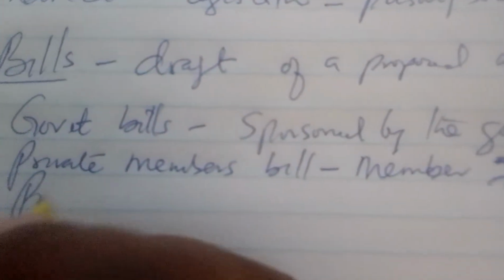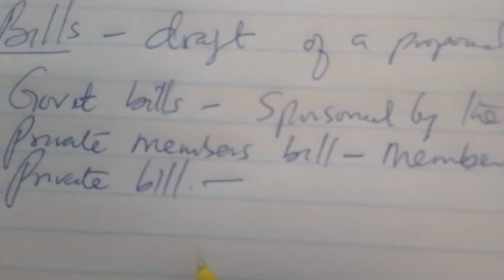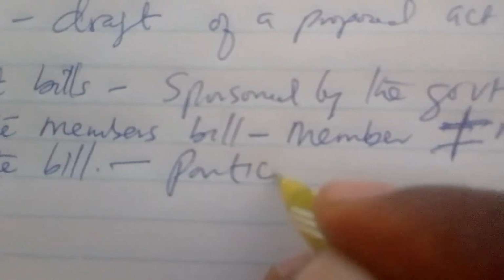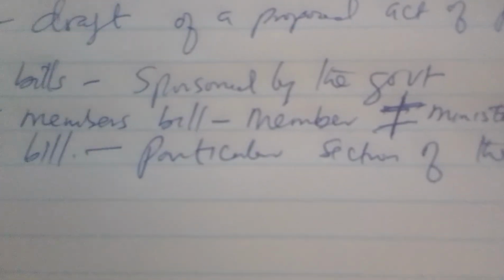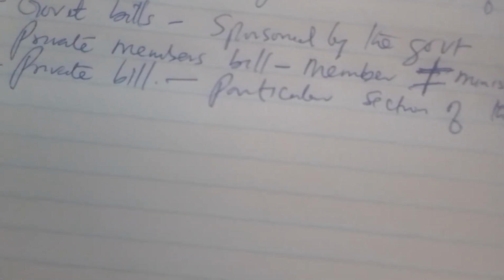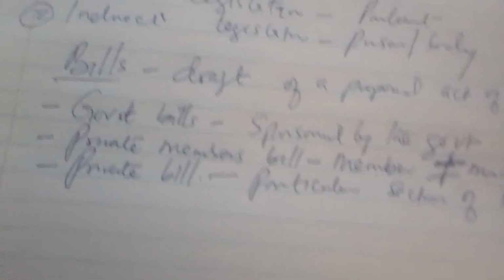The next one is a private bill. Note the difference between the private bill and a private members bill. And so a private bill is meant to deal with matters affecting a particular section of the society. So it's a bill that is meant to deal with a particular section of the community or a particular area. Take an example of a given area like Thika or Nairobi. If it was a bill that deals with matters affecting a given municipality, then it would be a private bill.